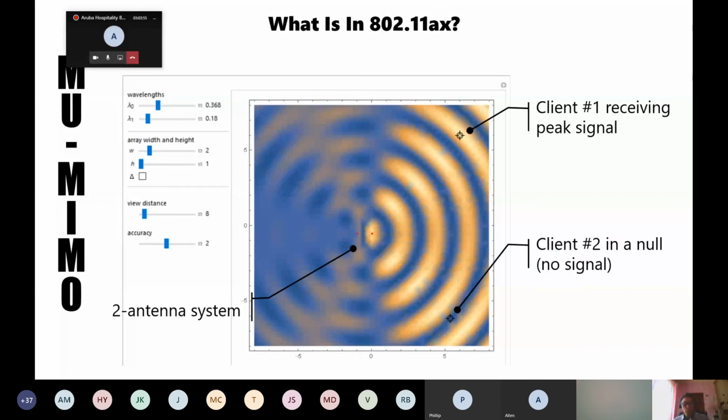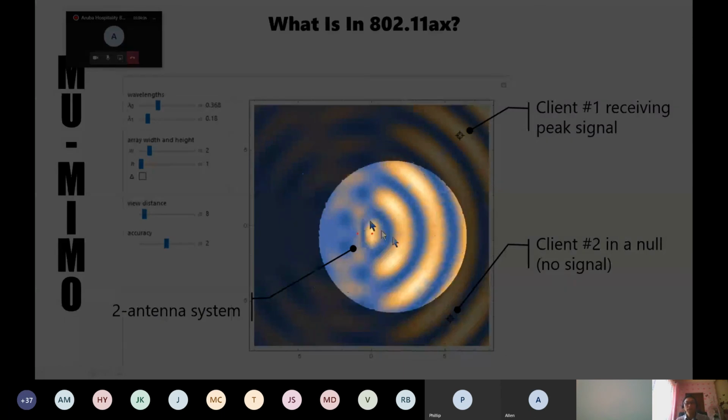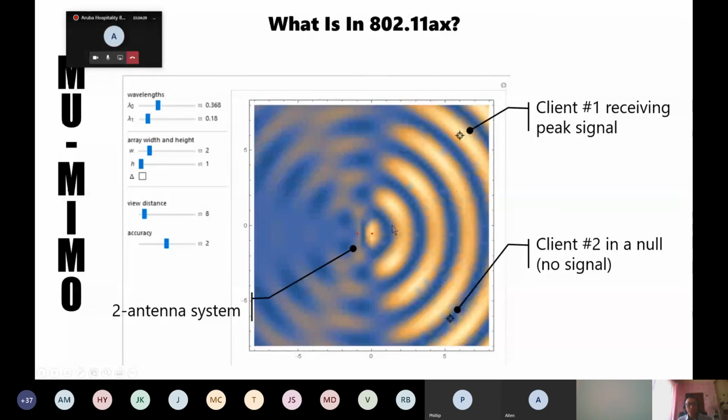This is a chart of a 2 antenna system. If I have 2 antennas, like the red dots there, there is a way for me to control the signal coming from both antennas such that it results in this propagation pattern. You will see the white area there is where the signal is strong.